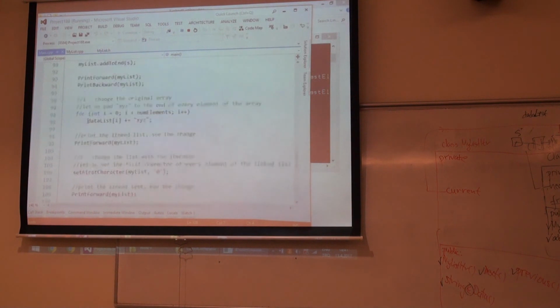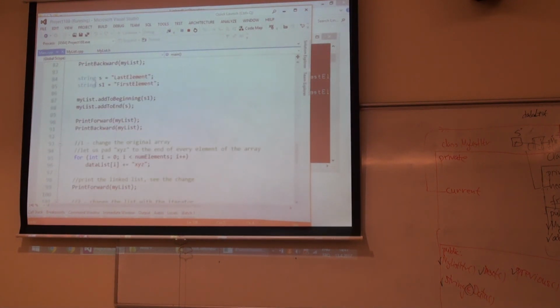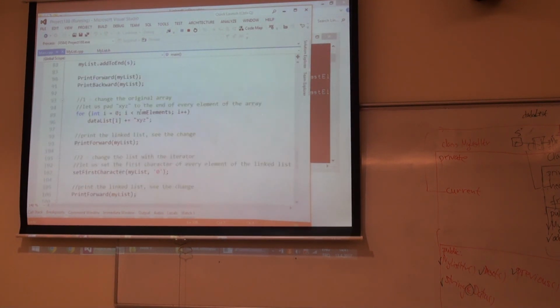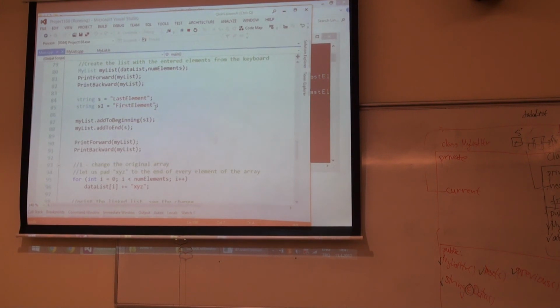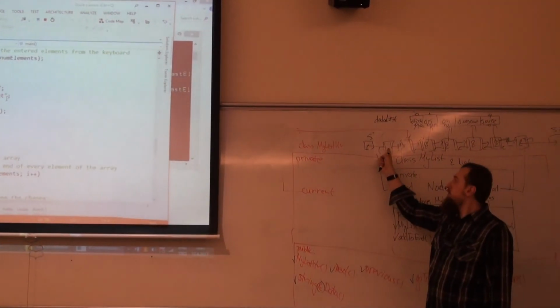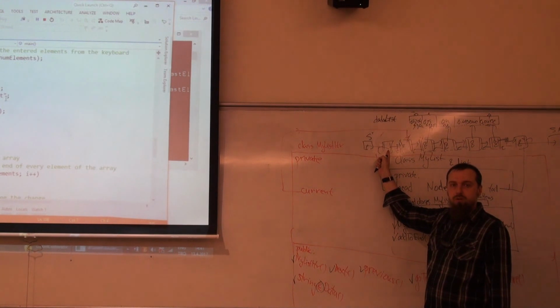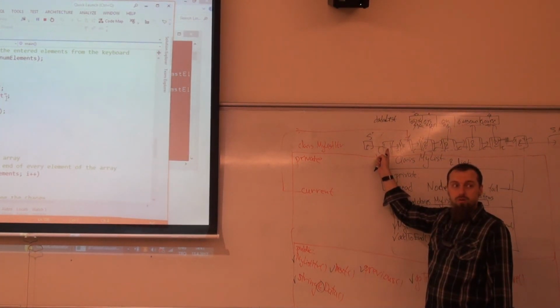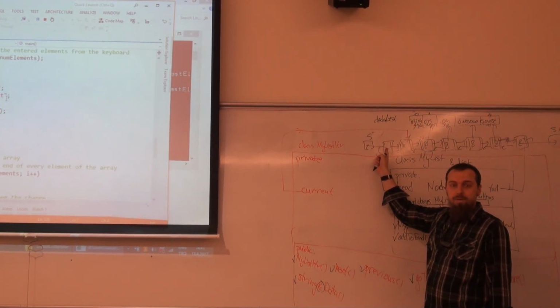What do you think? You see the string S and S1 we added in the end and the beginning. If I change S and S1, those changes, are they going to be seen in this list or not? The doubly linked list or not? If I change this guy, is this change going to be seen here or not? What do you think? Yes or no? Come on, guys.